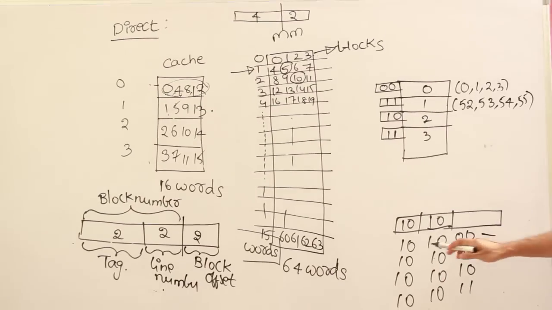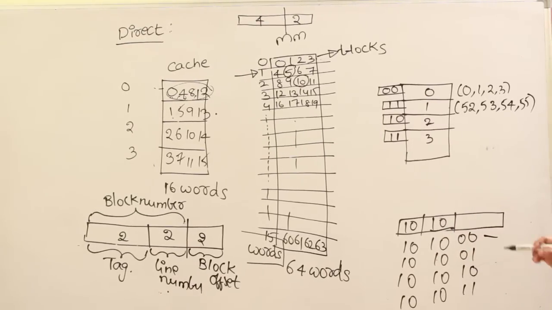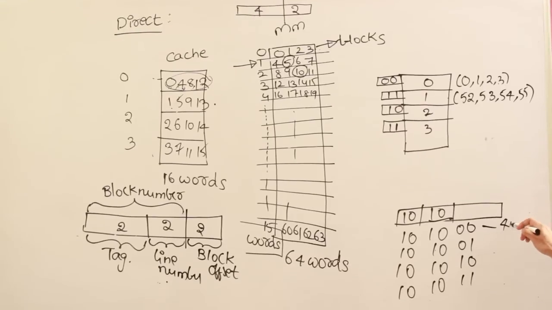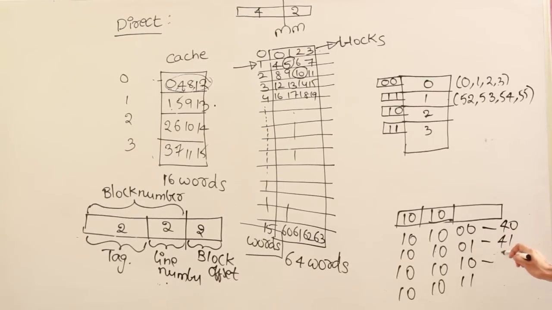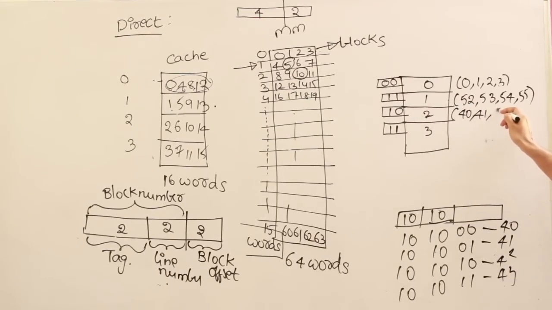Then what is this? 1010 is 10. Concatenate with 2 zeros, I mean multiplication with 4, right? Which means it is 40, it is 41, it is 42, 43, right? So it is 40, 41, 42, 43.